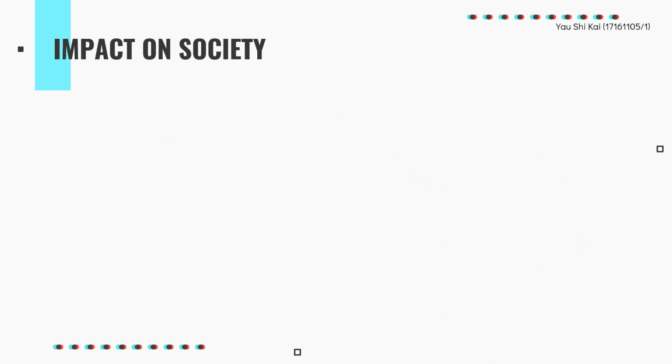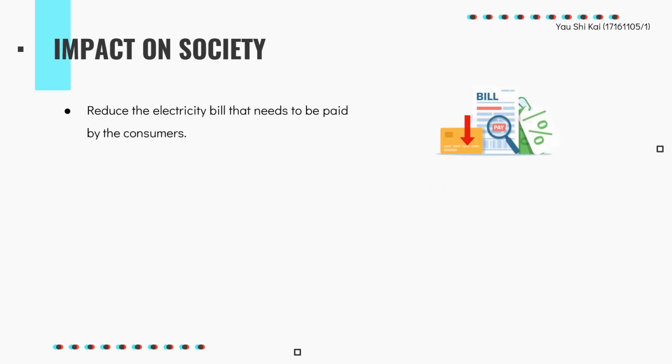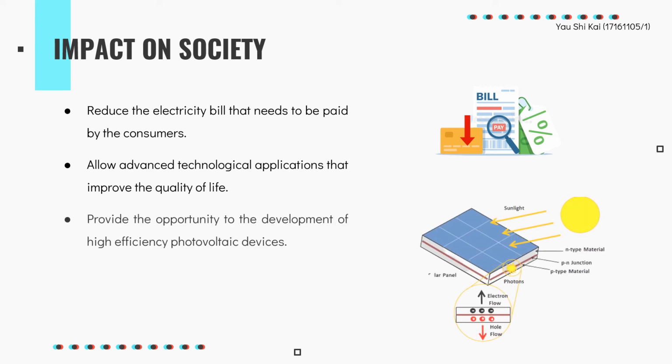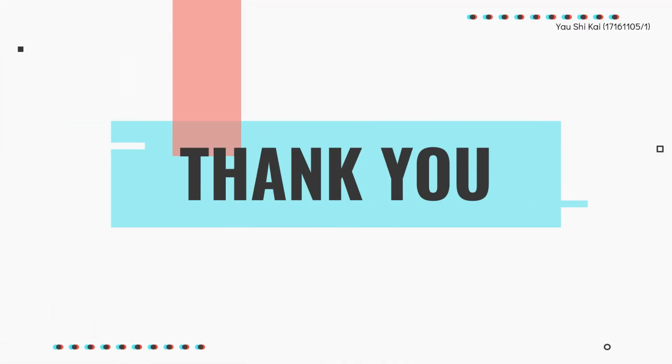For societal impact, consumers need to pay less electricity bills by lowering the power consumption per device through GAA nanowire FET. It also allows advanced technological applications that improve the quality of life. Due to the unique one-dimensional structure with remarkable optical properties, nanowire provides opportunities for the development of high-efficiency photovoltaic devices. That's all for my presentation.